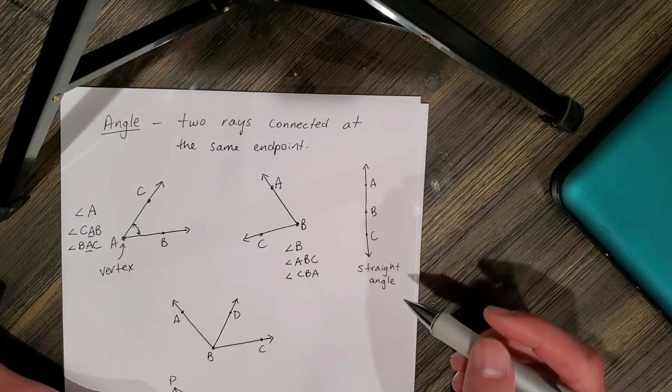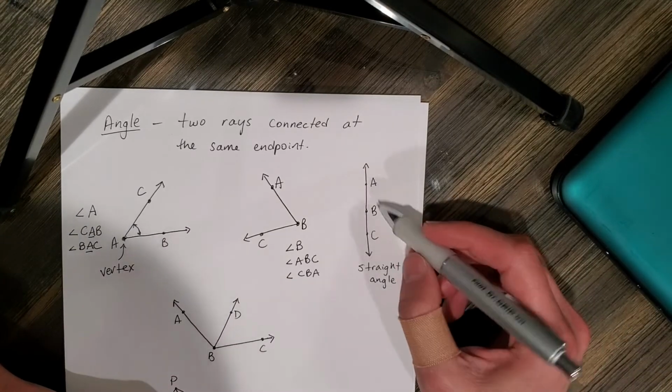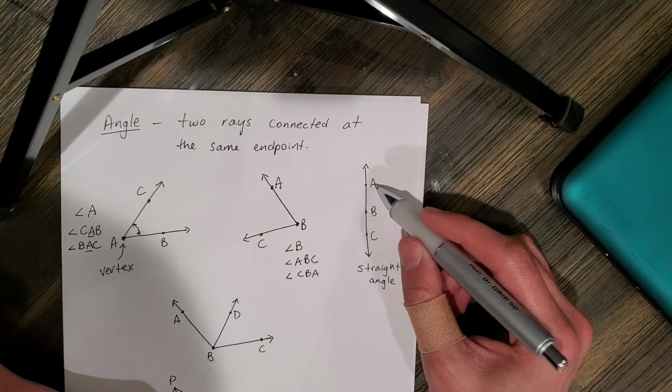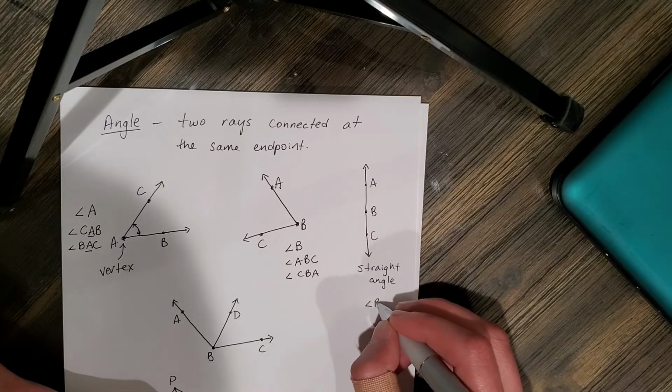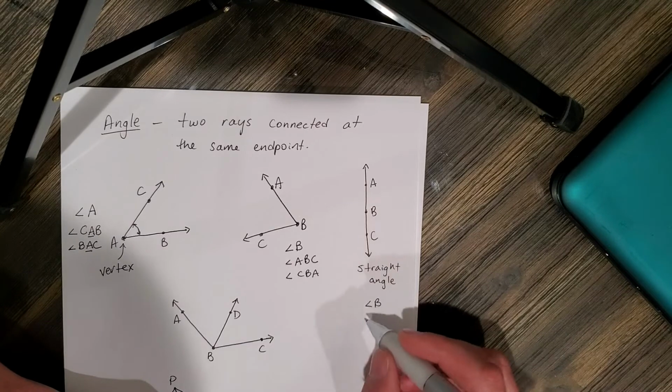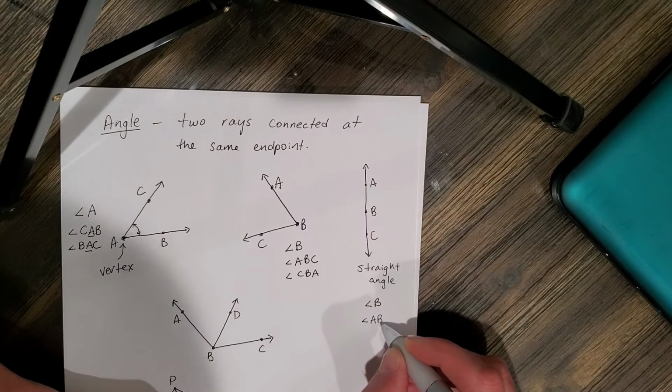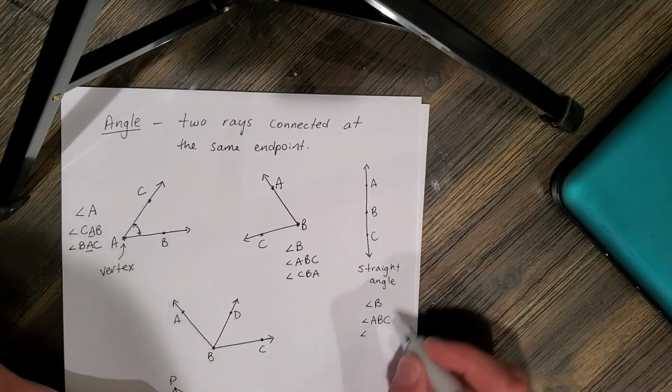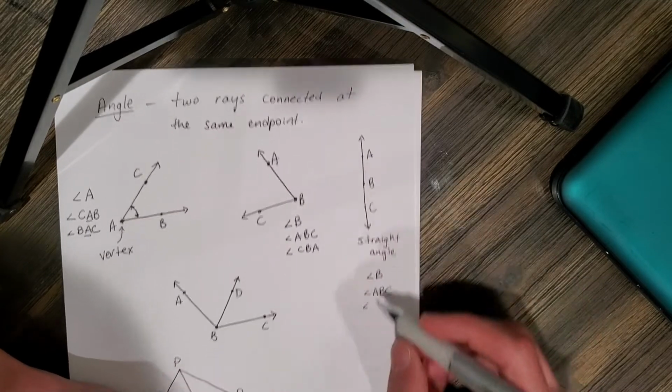We'll talk about that in the future, okay? But let's name this angle here. This straight angle, we could name it angle B. Okay, B is the vertex. We could also name it angle A, B, C, or we can name it in the other direction, C, B, A.